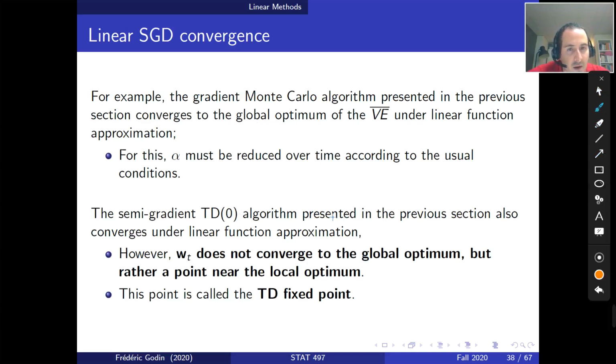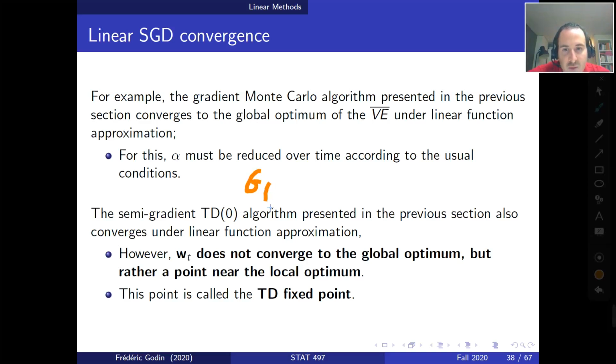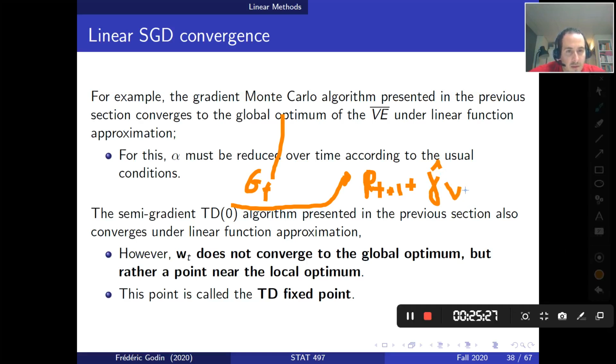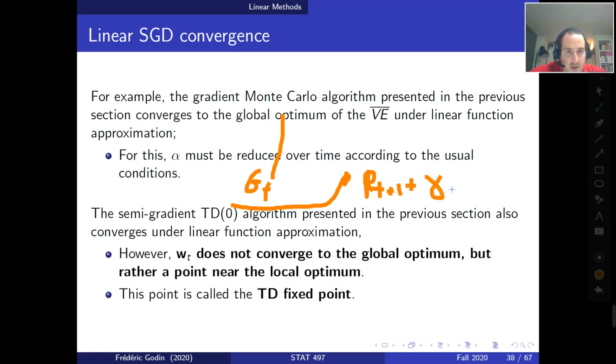Here the Monte Carlo target, we recall, is G_t, which is the sum of all discounted rewards for the remainder of the episode. Whereas for TD0, the target is R_{t+1} plus gamma times the bootstrapping term, which is here.